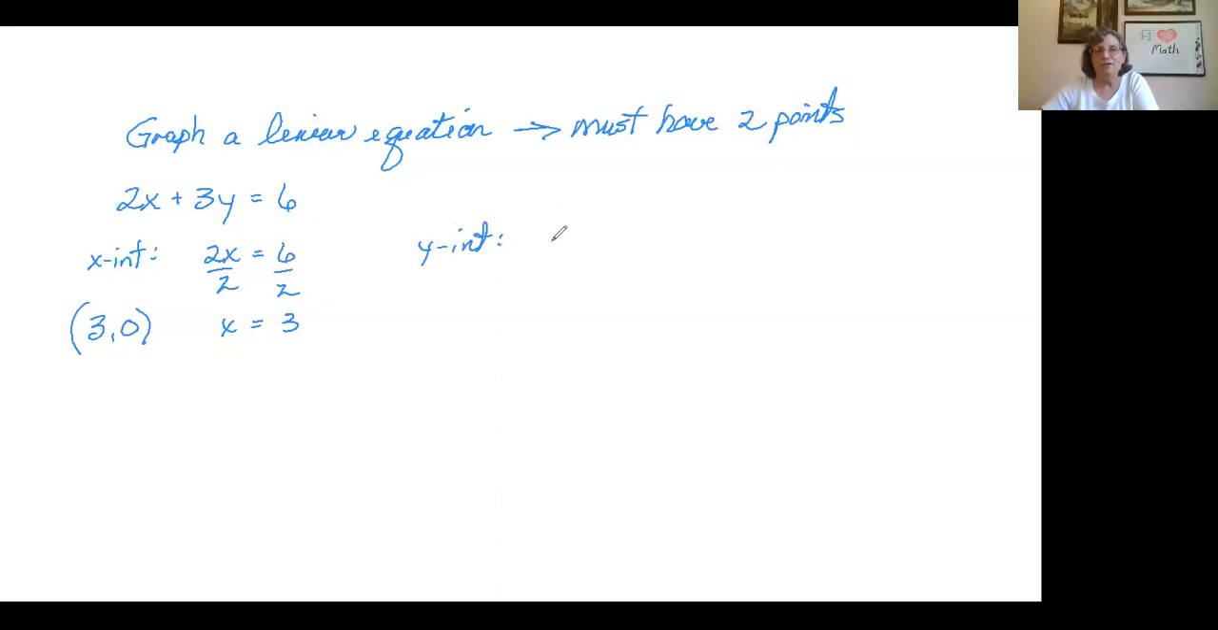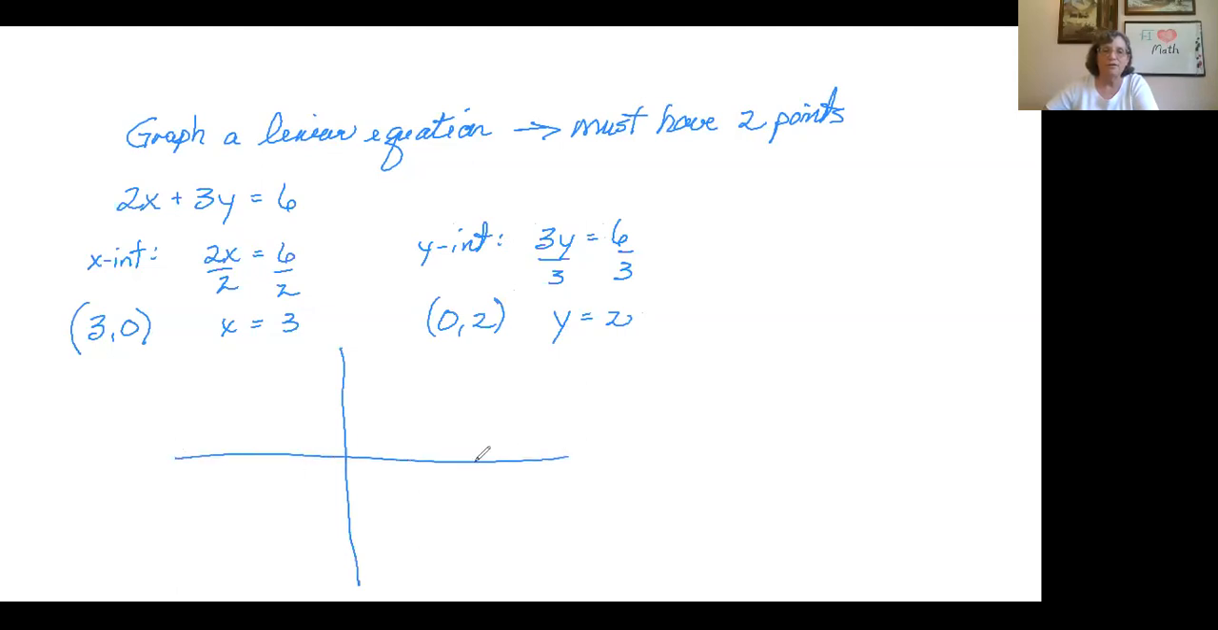And the y-intercept is where we let x equal 0. That's going to wipe this out. So you've got 3y equals 6. Divide by 3. Y equals 2. The x was 0. The y is 2. So that's going to be the point 0, 2. So we've got 2 points. We can graph those: over 3 up 0, over 0 up 2. And there's our line.